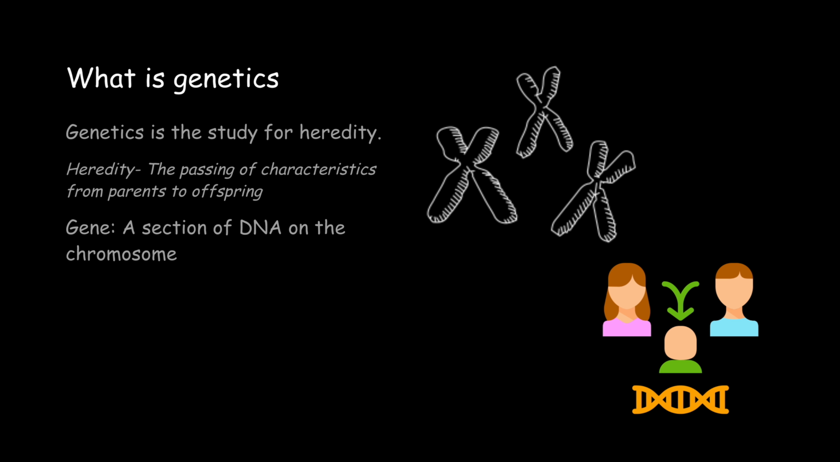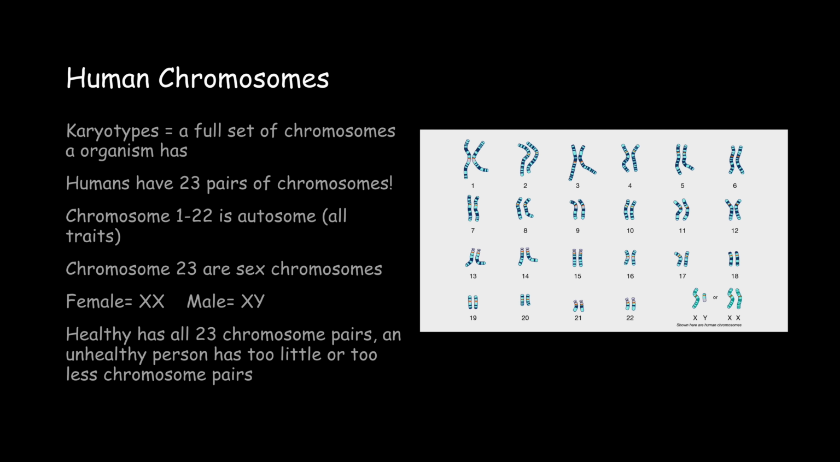Just to add, heredity, think about it: your parents give you the traits that you have. So let's say you have brown hair and your mom has brown hair, you're most likely going to get brown hair, and that's a characteristic passed on by the parents to the offspring, I should say.